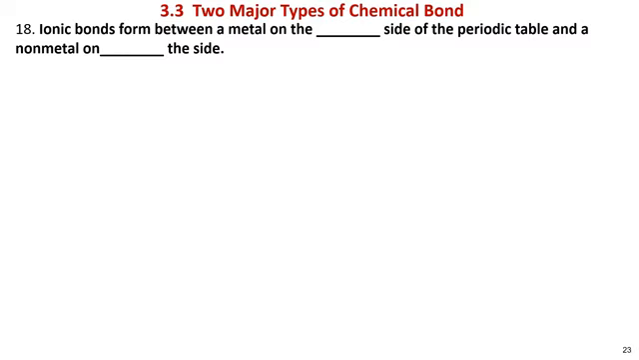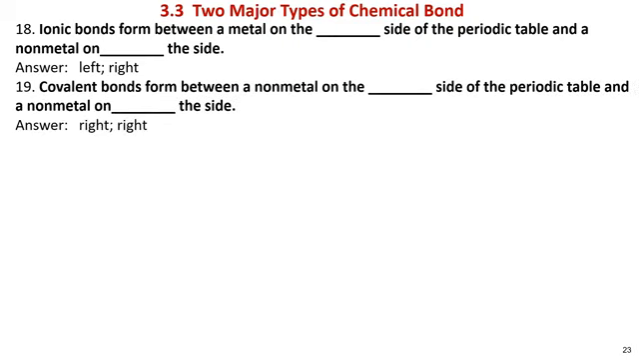Metals are found in the left side of the periodic table. Non-metals are on the right side. Covalent bond between non-metals. Non-metals are on the right side, right.